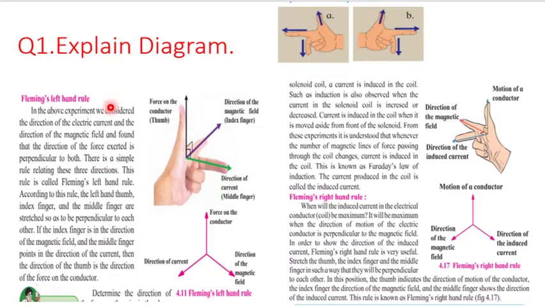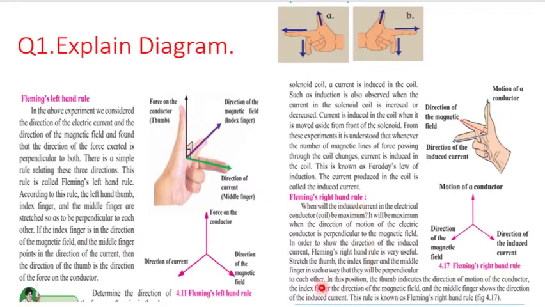Let us discuss the Fleming left hand rule. According to this rule, the left hand thumb, the index finger and the middle finger are stretched in such a way that they are mutually perpendicular to each other. When the index finger shows the direction of the magnetic field, the middle finger shows the direction of the current, then the direction of the thumb is the direction of the force on the conductor.